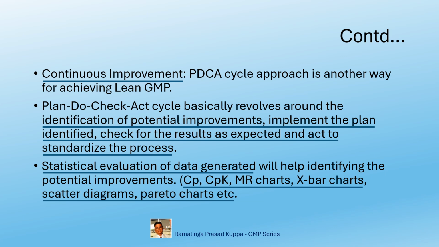MR chart provides information on how the range is changing from one set to the other. X bar chart provides information on average values. Combination of MR charts and X bar charts will provide great information on the process to help to focus on the improvements. Pareto charts or scatter diagrams also provide very useful information to focus on improvements for Lean GMP.